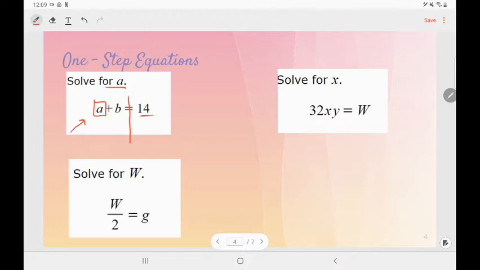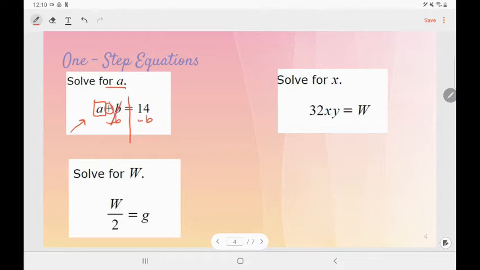So I don't need to do anything with this 14 because 14 is on the opposite side. I do need to get rid of b. In order to get rid of b, I'm going to ask myself the question, how is b being combined to a? And I can see that b is being combined to a with addition. So to undo addition, I'm going to use subtraction, and I would subtract b. Remember, if you do it to one side of the equation, you have to do it to the other. So on the other side, I'm going to write minus b.